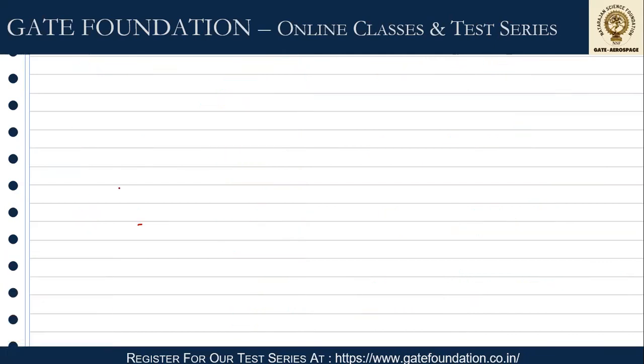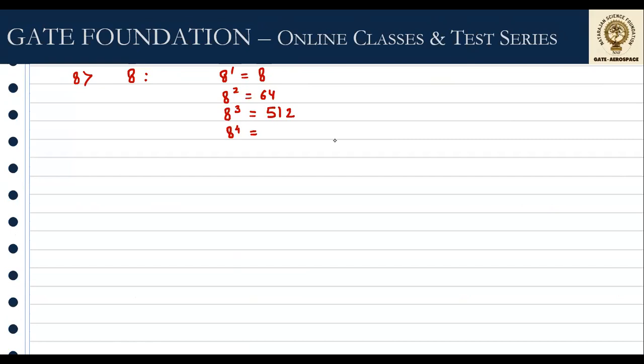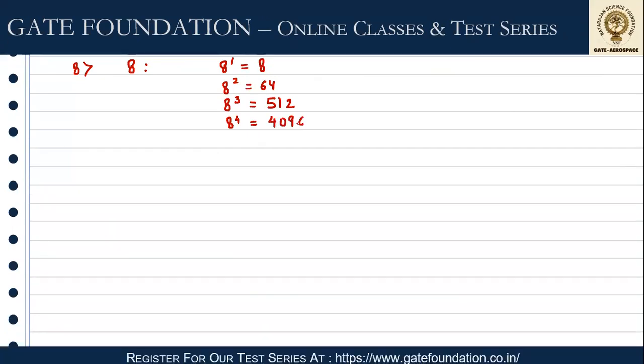Now let's talk about the next one, 8. So 8 to the 1 is 8, and 8 square is 64. What is 8 cube? 512. Again, it is not getting repeated. 8 raised to 4 is 4096, and 8 raised to 5 is 32768.